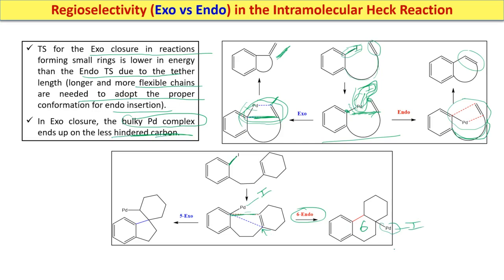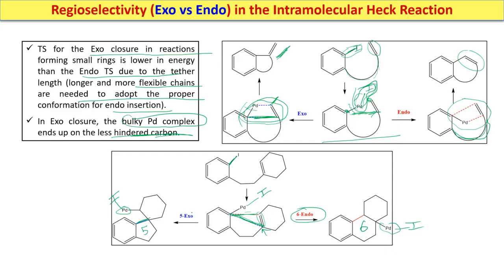Now further what will happen is the removal of Pd along with hydrogen, beta hydride elimination, that is not shown here, because we are just trying to understand what is the difference between exo and endo, that is the regioselectivity. But if it is exo, now the C-C bond is forming inside and the C-C double bond is now outside. So after the addition, the Pd along with this I will be outside. So here we are getting a 5-member ring.